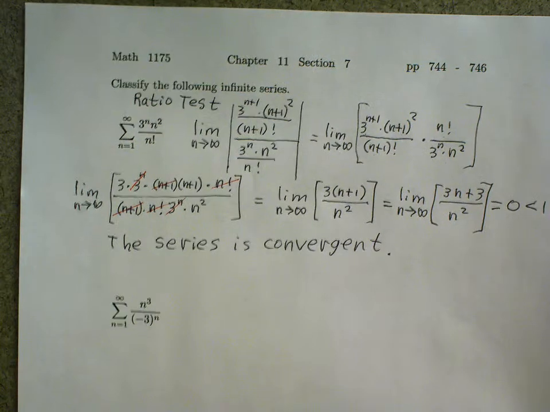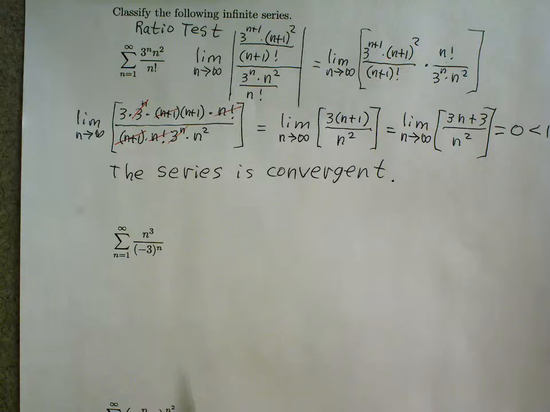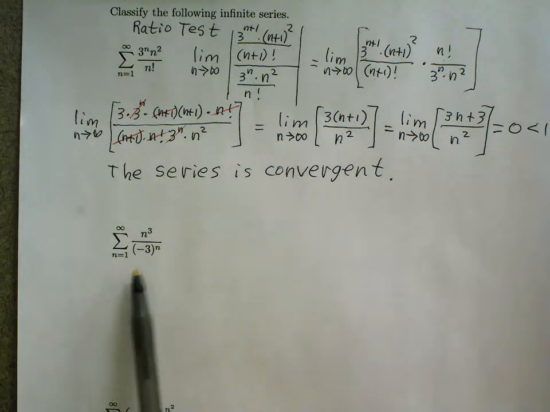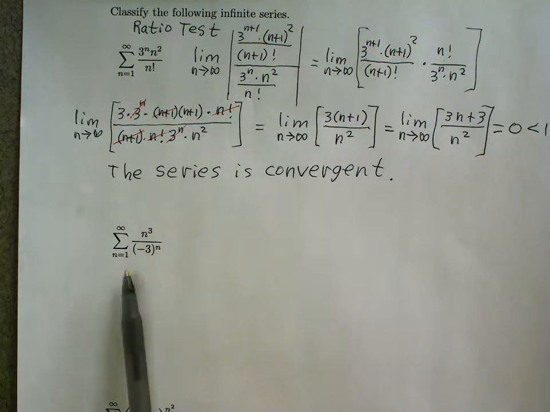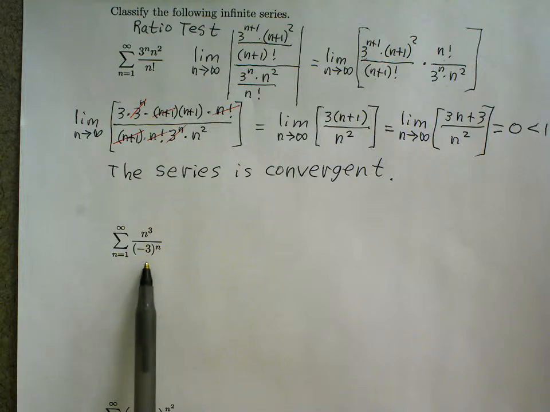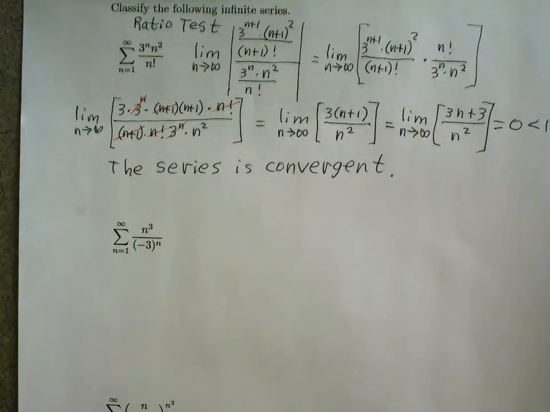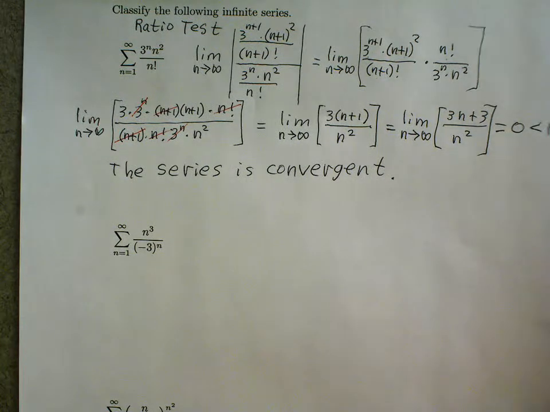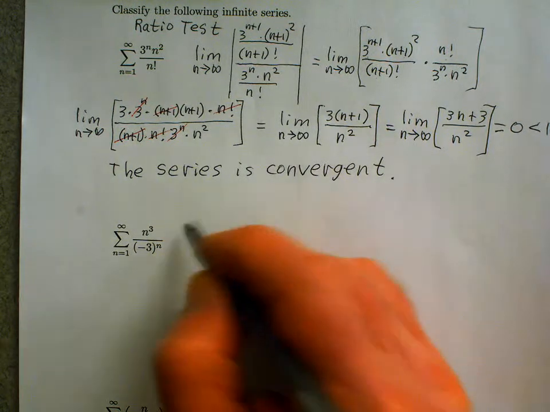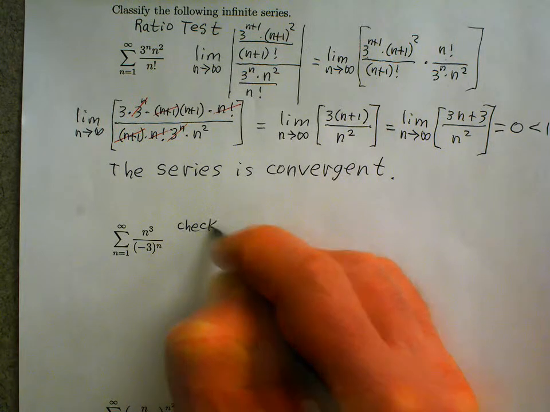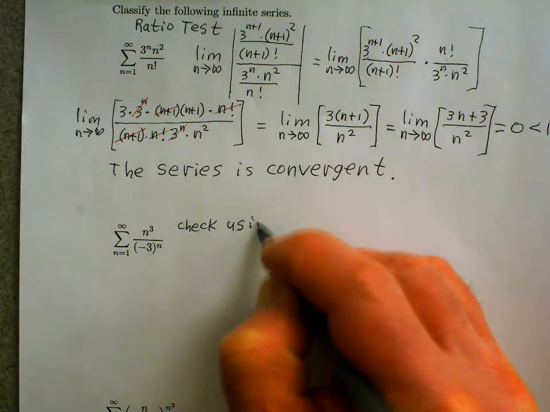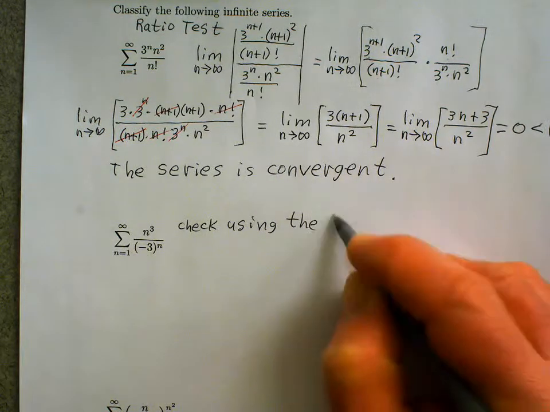Okay, the next example, the infinite series, the terms are n to the third over negative 3 to the n, as n ranges from 1 to infinity. So this is an alternating series. So let's see if we can apply the alternating series test. Check using the alternating series test.